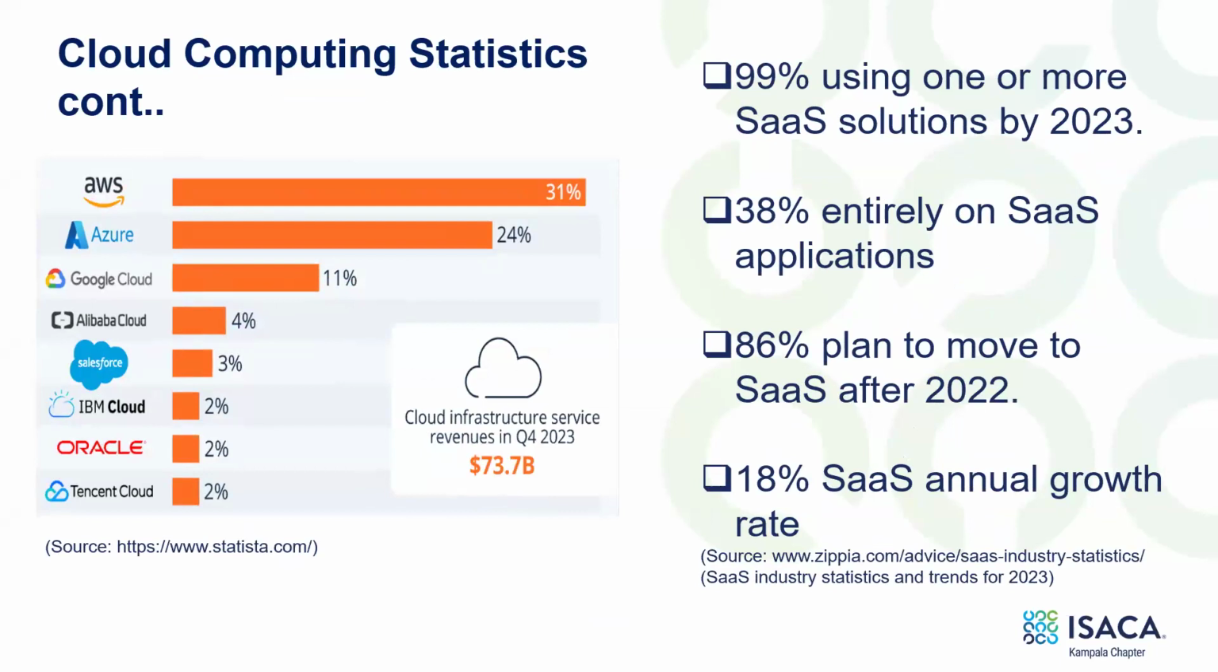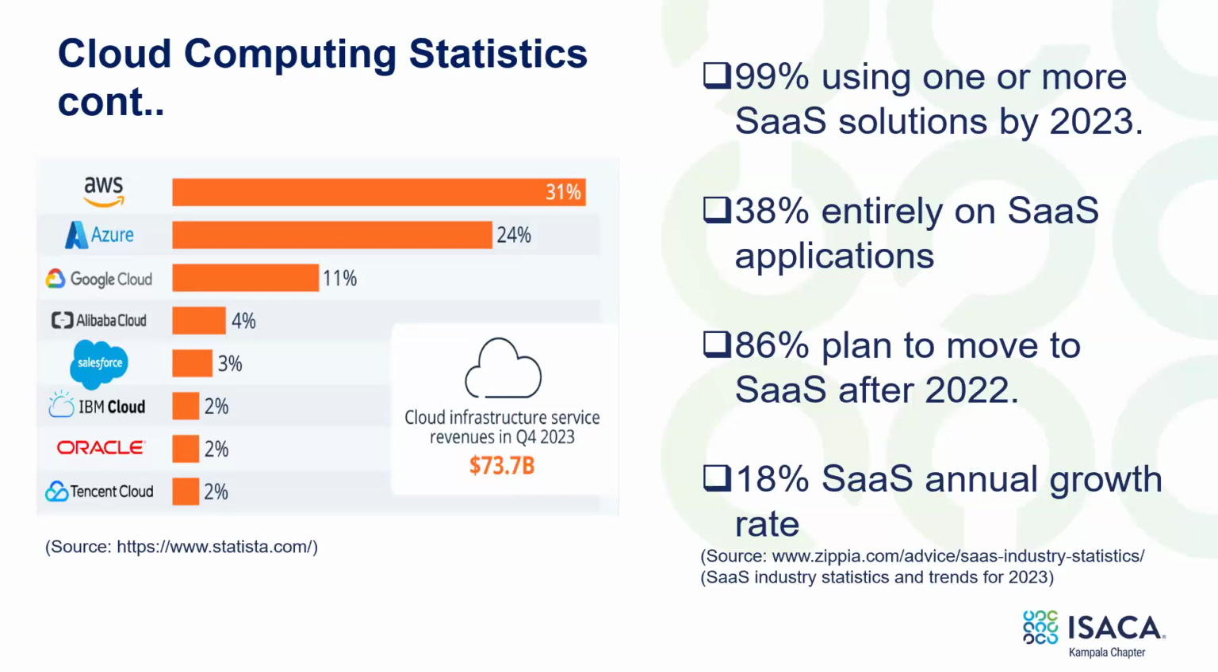Definitely the largest market share of the cloud computing services, according to Statista, is Amazon Web Services, which is holding close to 31%. It must be more than this now, because these statistics are at end of Q4 2023. Then we have Microsoft Azure, which comes in with 24% of the market share. Google Cloud comes in with 11%, and so on.